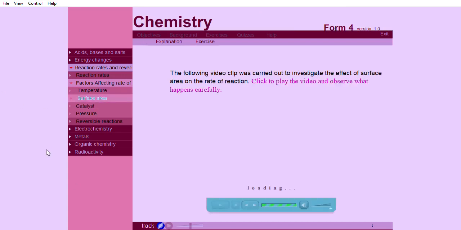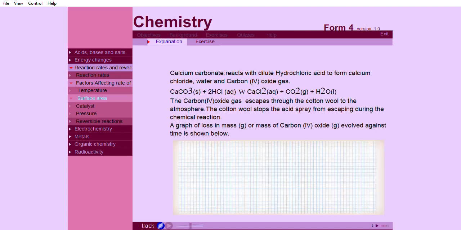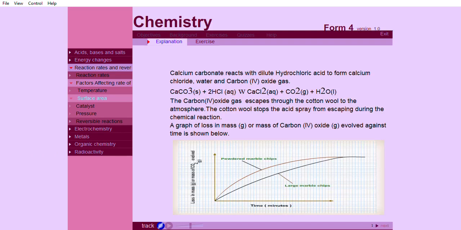The following video clip was carried out to investigate the effect of surface area on the rate of reaction. Click to play the video and observe what happens carefully. Calcium carbonate reacts with dilute hydrochloric acid to form calcium chloride, water, and carbon(IV) oxide gas. The carbon(IV) oxide gas escapes through the cotton wool to the atmosphere. The cotton wool stops the acid spray from escaping during the chemical reaction.